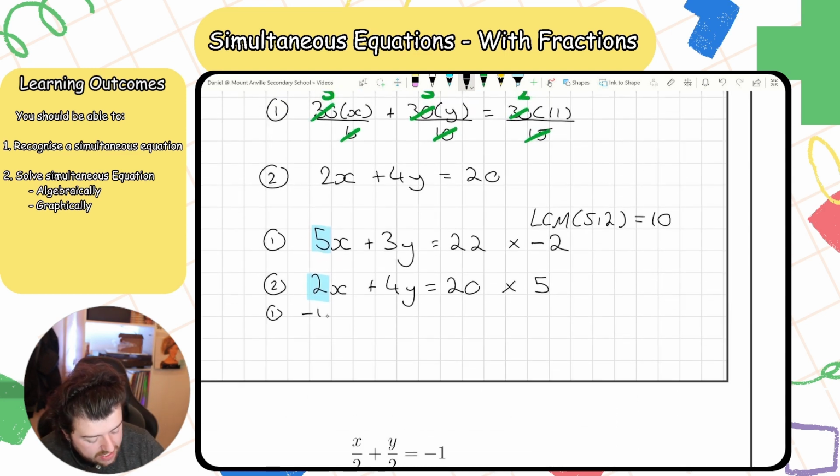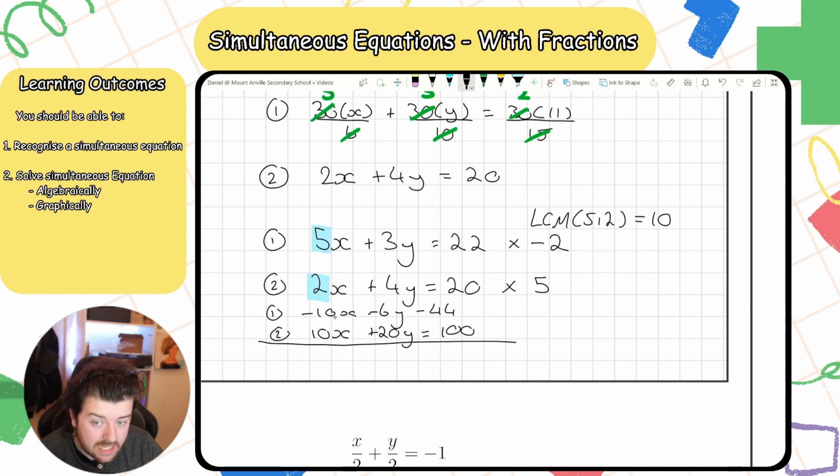So I have minus 10x, 3y times minus 2 is minus 6y, 22 times minus 2 is minus 44. And then my bottom equation is going to be equal to 10x plus 20y equals 100. Add these up. Minus 10x plus 10x is 0. Minus 6y plus 20y is 14y. That is equal to minus 44 plus 100, which is 56. Divide both sides by 14. I get y is equal to 4.